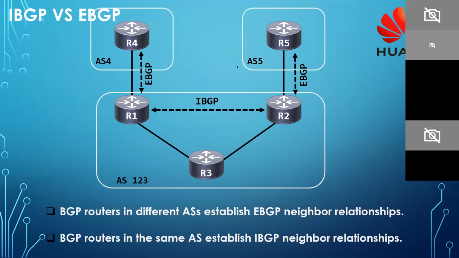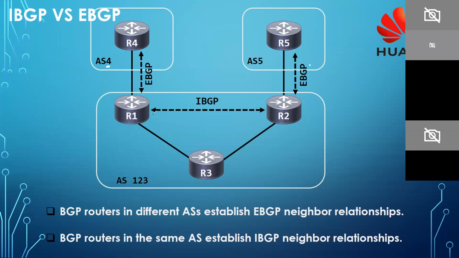So eBGP is a neighbor relationship that was established between two routers that are in different autonomous systems. So for example, R4 is in a different AS, so R1 and R4 will establish an eBGP or external BGP relationship. R5 and R2 will also establish eBGP because they are in different autonomous systems.